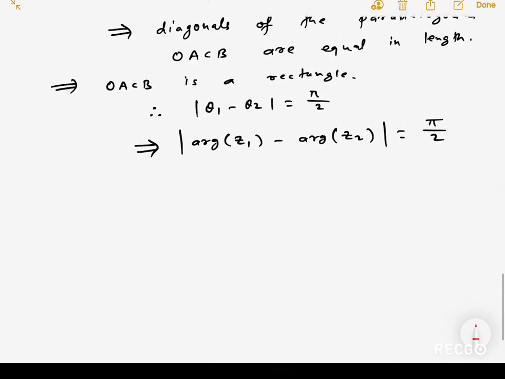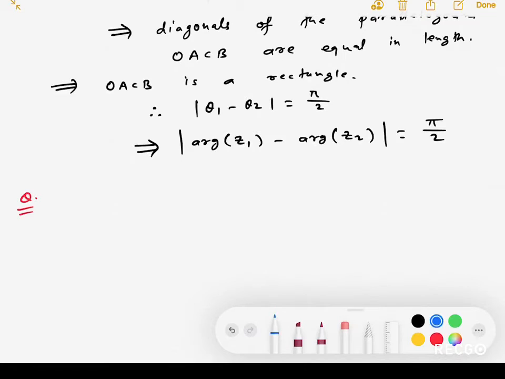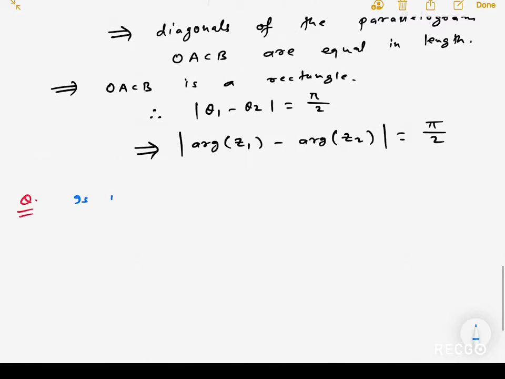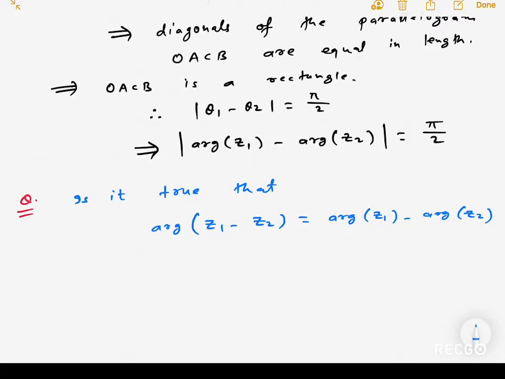Maybe before the next concept, we can see another question. Now this question is very simple. This question says: is it true that argument of z1 minus z2 is equal to argument of z1 minus argument of z2? Is this possible? It is talking about possibility. Or is it true for at least one pair of z1, z2, where z1 into z2 is not equal to 0, which means both are non-zero complex numbers.